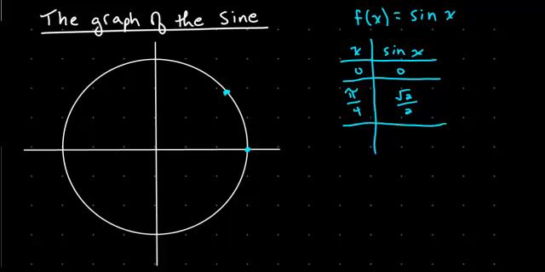Okay? Now let's go to pi over 2. Let x be pi over 2. That means my angle measure is pi over 2 radians. That puts me right there. What is the y coordinate? Well, I'm in the unit circle. So the y coordinate is 1.